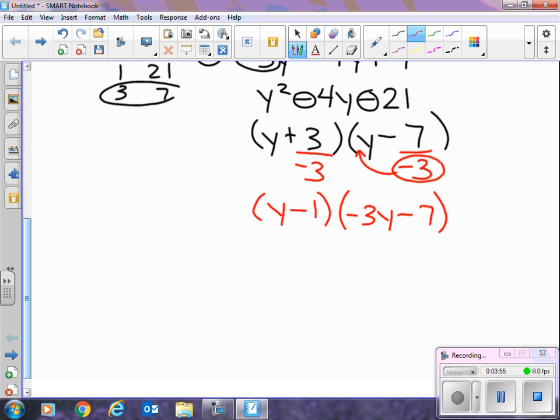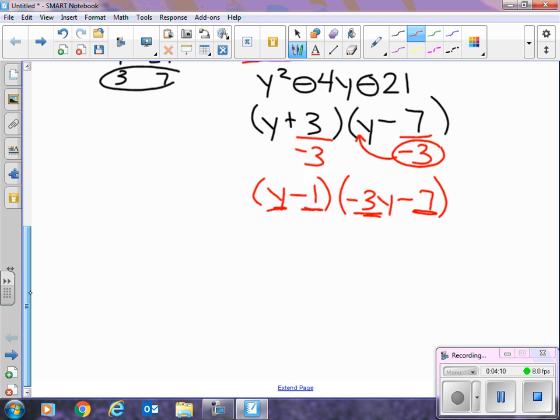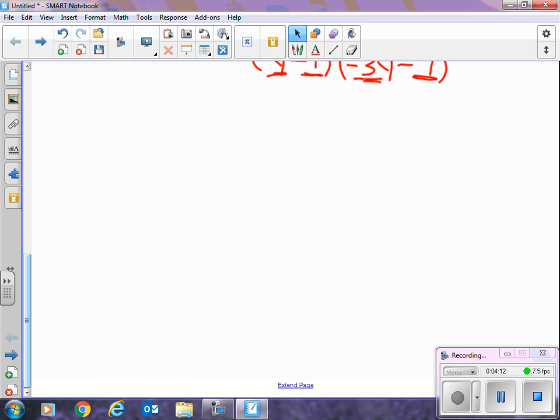And if you do your quick check to see if your first and last pieces are going to make the same thing, y times negative 3y is negative 3y squared, so that works. And then negative 1 times negative 7 is positive 7, so that works. So you know you'll have the right information. Okay, let's take a look at a third one.